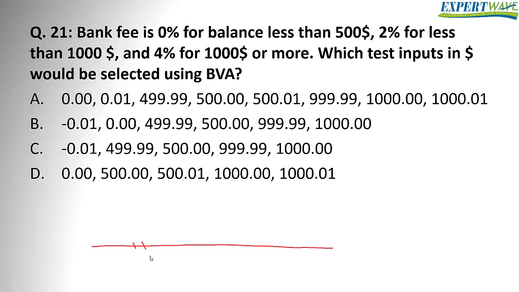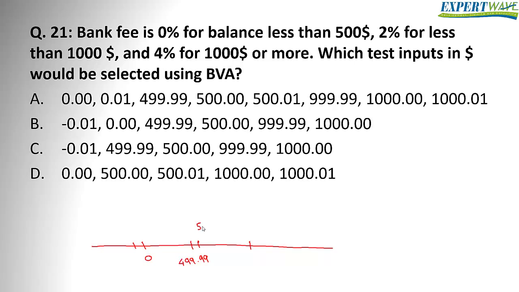We have valid partition starting from 0 to 499.99. Yeah, that was tricky. They said balance less than 500. You might ask, why didn't you just say 499? Well, look at the answers. They have real numbers. So your partitions should also have real numbers.